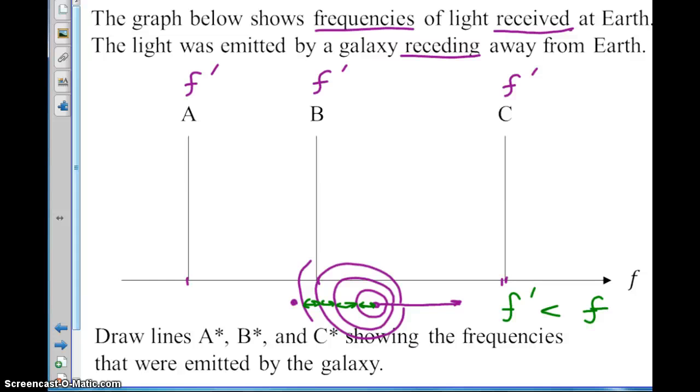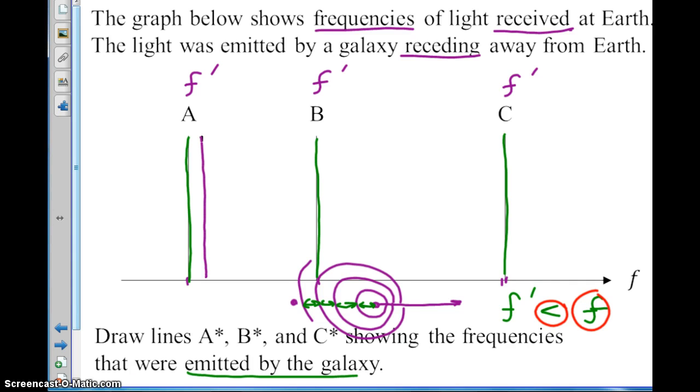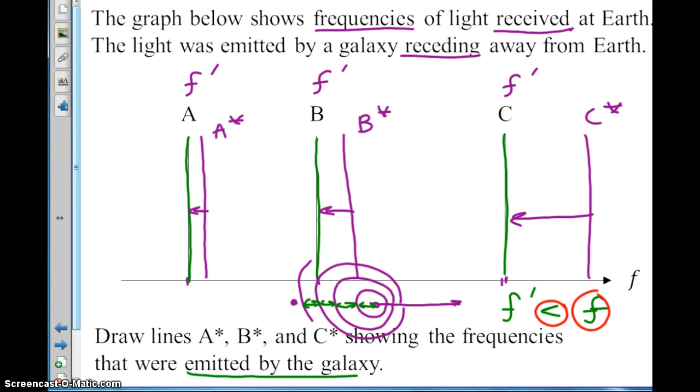So here we've shown F prime values, A, B, and C. These lines are the F prime values. We have to draw in F values, the emitted frequencies, which are bigger. So here's how I'll draw that. It starts out bigger and then is shifted down. This starts out bigger, and because of the recession, the frequency is shifted down. This starts out bigger. Because of the recession, it's shifted down.